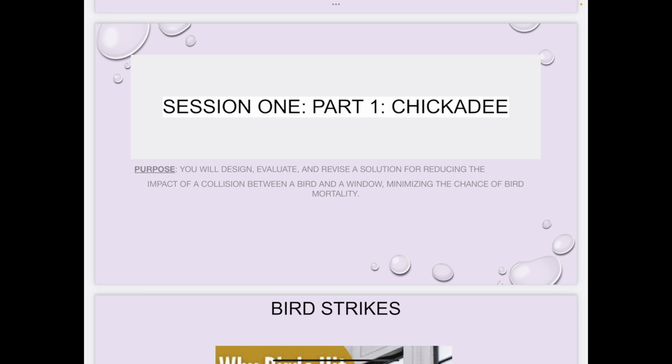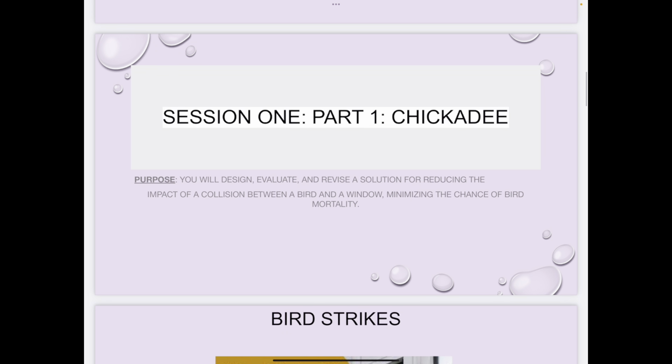So session 1, part 1, chickadee. So chickadees, everybody, are birds, real birds. And we are going to design, evaluate, and revise a solution for reducing the impact of a collision between a bird and a window, right? We want to reduce the impact of collision. And when doing that, the goal is to minimize the chance of bird mortality, right? We don't want that bird to die, and so we're going to try and design something where we lessen the mortality rate of this bird.